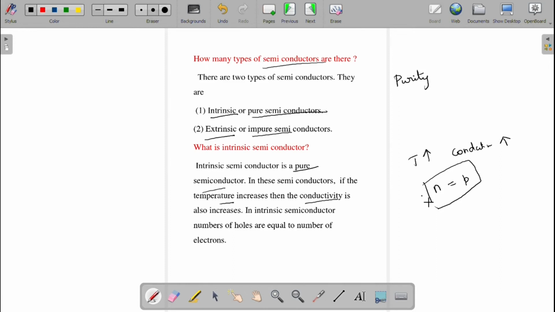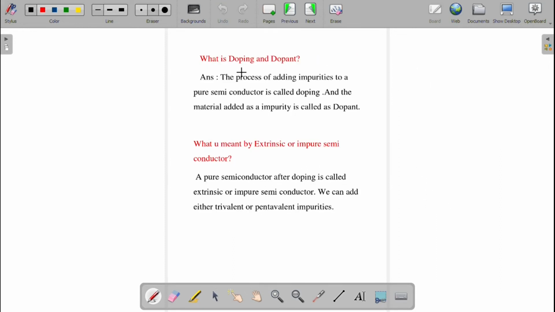Next question. What is doping and dopant? Just now we discussed adding impurities; that is called doping. The pure form of semiconductor is intrinsic. If you want to increase the conductivity of this intrinsic semiconductor, we have to add impurities. The process of adding impurity is called the doping process, and the material which is going to be added is called the dopant. So doping means adding impurities. Dopant means the material we are going to add, right?